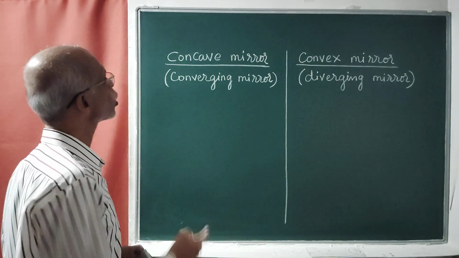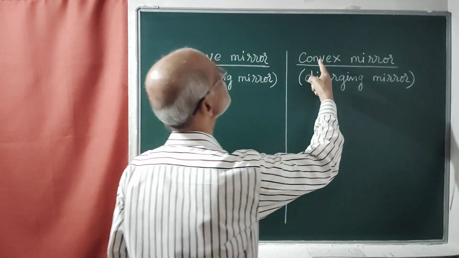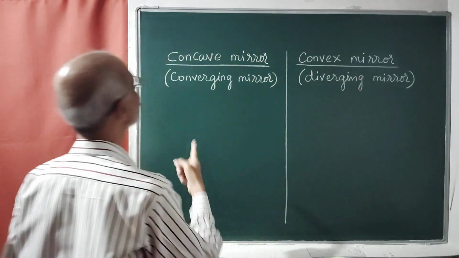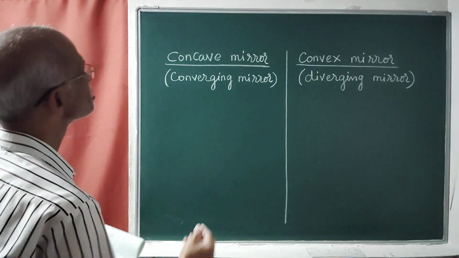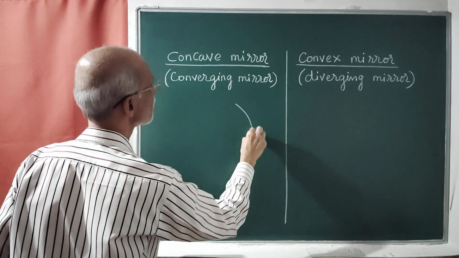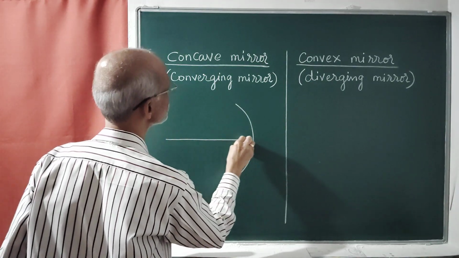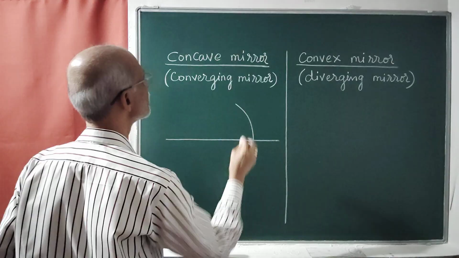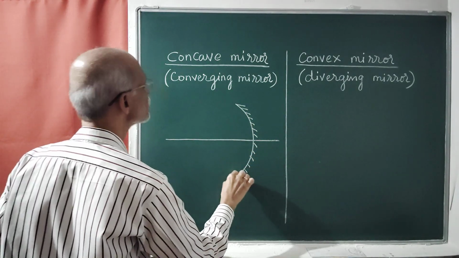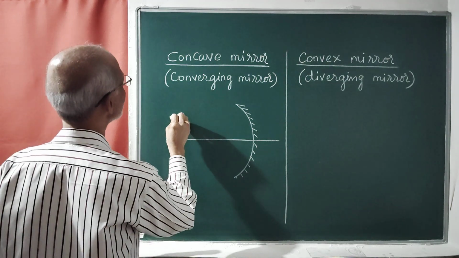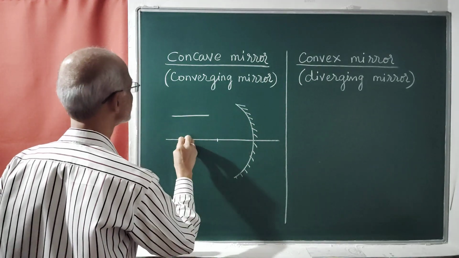Now, concave mirror is called a converging mirror and the convex mirror is called a diverging mirror. Why is it called converging? Why is it called diverging? We'll see here. Suppose there is a concave mirror. Let this be the principal axis. So the rays that are parallel to the principal axis, let this be F, let this be C.